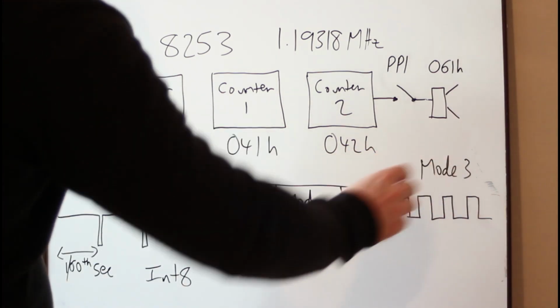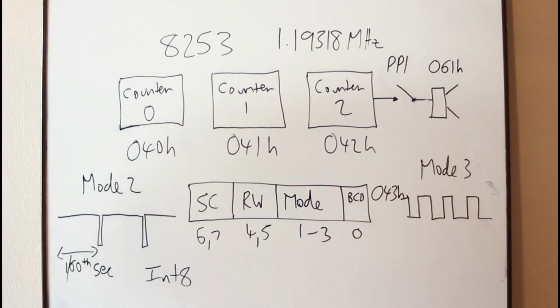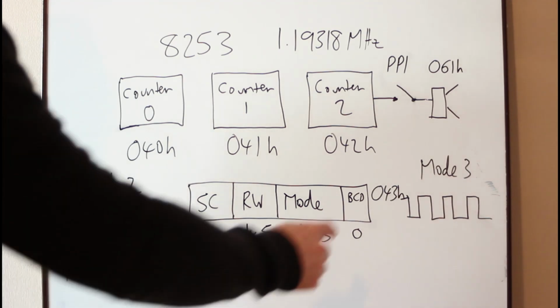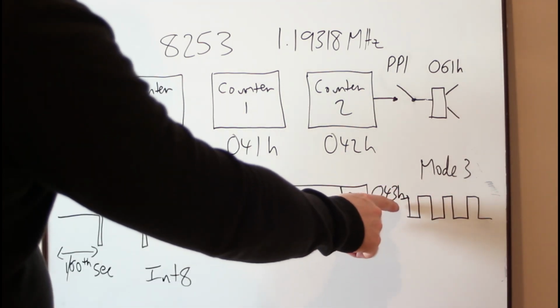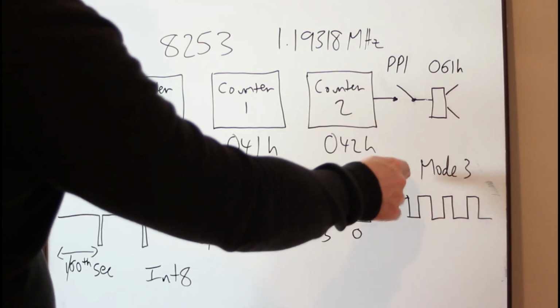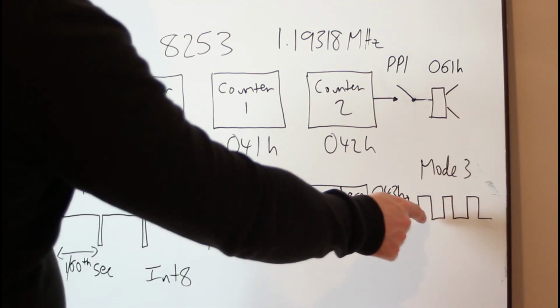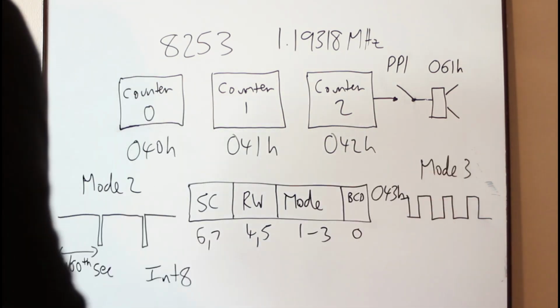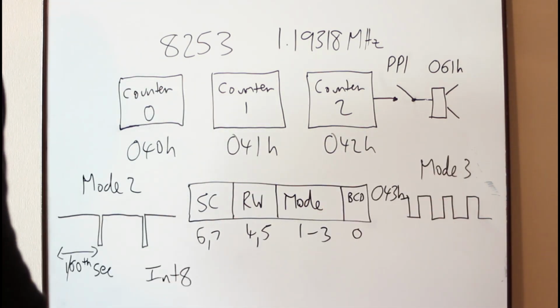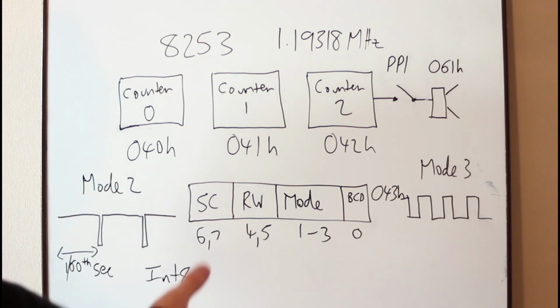Mode 3 is the one that we're going to use to make the tone on the speaker. This one produces a square wave, so it starts high, and halfway through the count it drops low, and at the end of the count it goes high again. And of course it just does that over and over, and if you have the count set to a low enough value that you can actually hear the frequency, you'll hear a tone on the speaker.